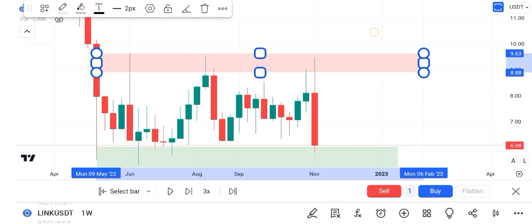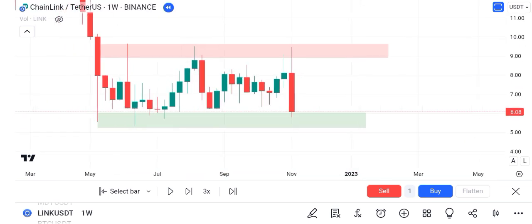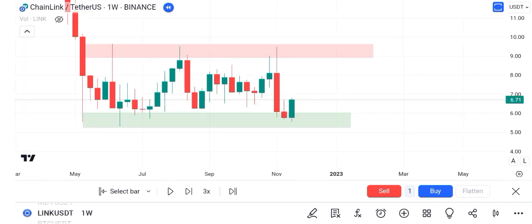Now you can see that after taking rejection from our resistance zone, the price has successfully come to our support zone. So let's see if it takes a bounce or not. So let's play. So you can see that the price successfully took a bounce. By knowing this strategy, you can make money by buying at the support level and not at a resistance level. Otherwise, you will end up in loss.